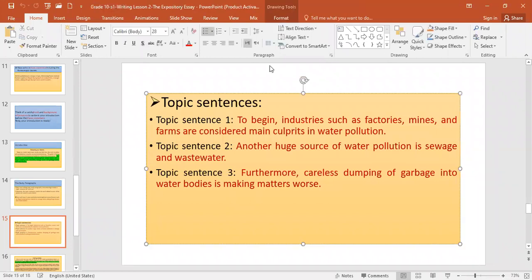Again, I ask the question, what is a topic sentence? And where do we write it? Sharif? Yes, miss. What is a topic sentence and where do we write it? No. What is a topic sentence? I wrote the three topic sentences, one for each body paragraph. What is it and where do I write it?